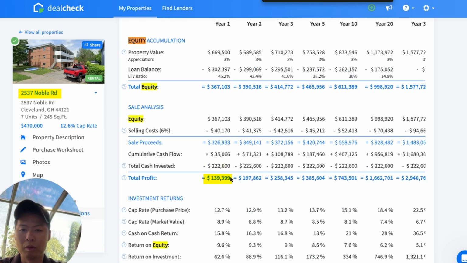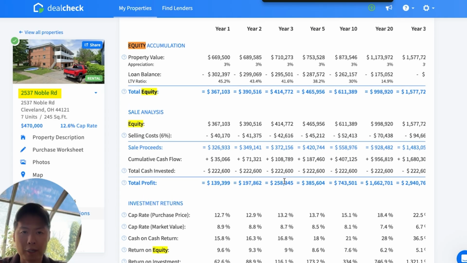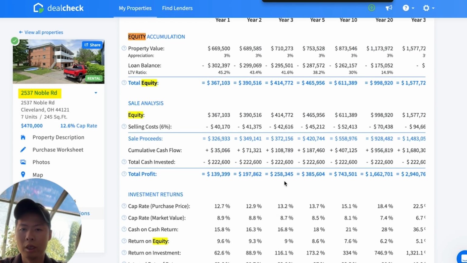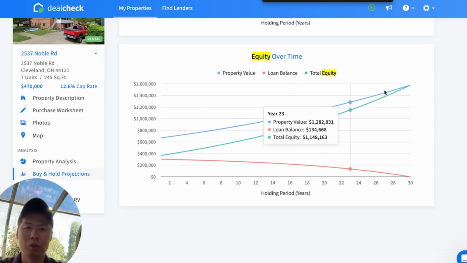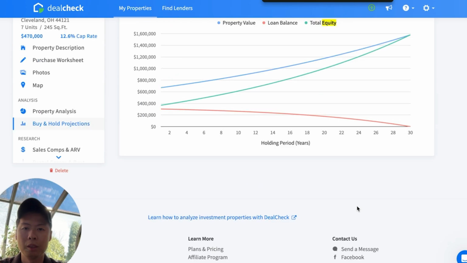Okay, and that gives you 139K in the first year. If you don't touch it, the next year will be 197K, then 258K, and this is really how the compound effect takes place for this piece of real estate. And if you want to go a little bit further, this tool will also allow you to look at the equity over time and all the other stuff.